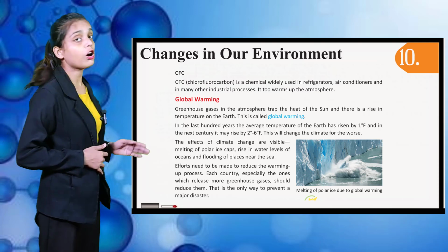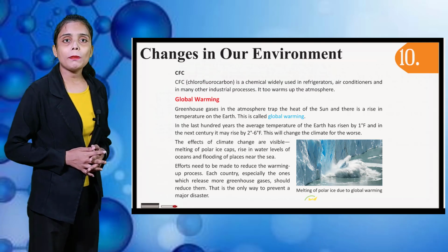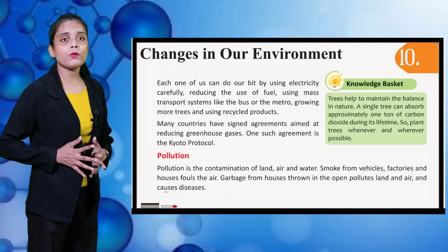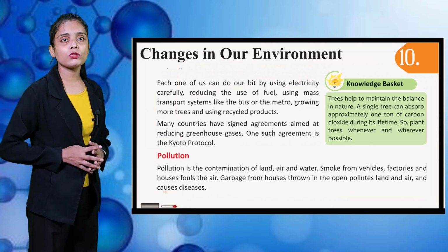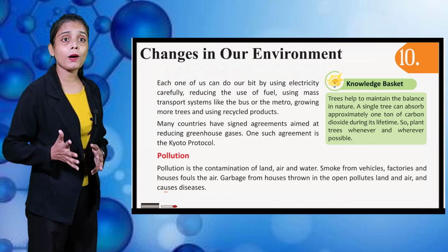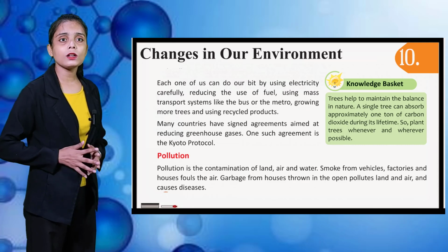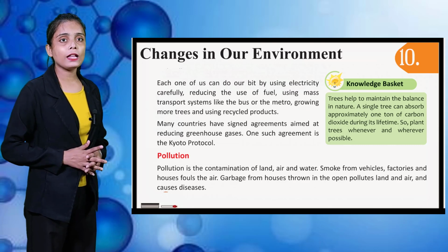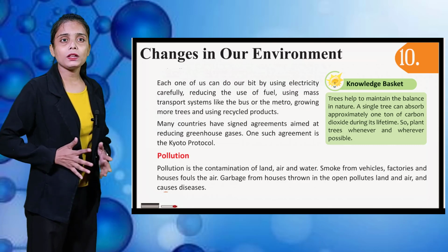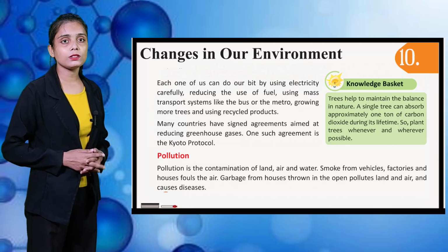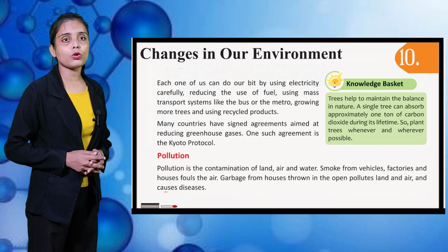Here you can see the picture in which the melting of polar ice due to global warming is shown. Each one of us can do a bit by using electricity carefully, reducing the use of fuel, using mass transport systems like the bus or the metro, growing more trees and using recycled products. Many countries have signed agreements aimed at reducing greenhouse gases. One such agreement is the Kyoto Protocol.